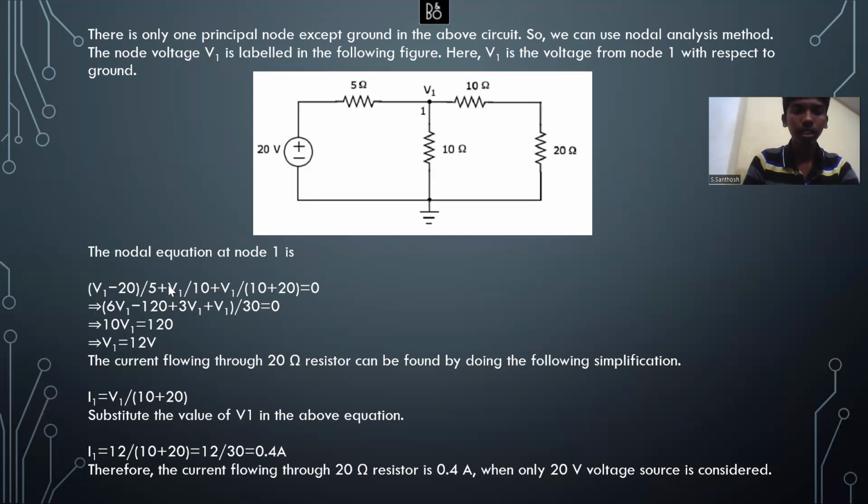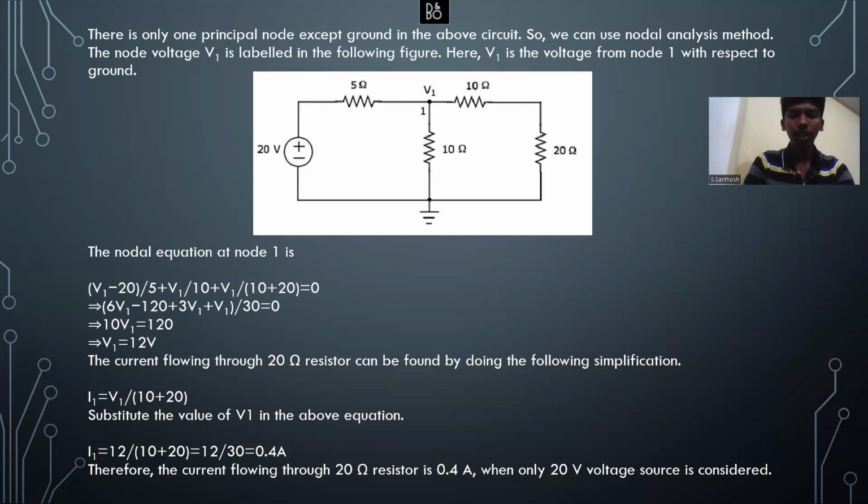Once we solve it, taking the LCM of all these denominators, we get (6V1 minus 120 plus 3V1 plus V1) divided by 30, and so the value of V1 is equal to 12 volts. And by Ohm's law, we know that V equals IR. So I1 should be equal to V1 by R. So here we've taken I1 equals V1 by R, that is 10 plus 20 ohm, because we have to find the current flowing through the 20 ohm resistor. That can be found by doing the following simplification.